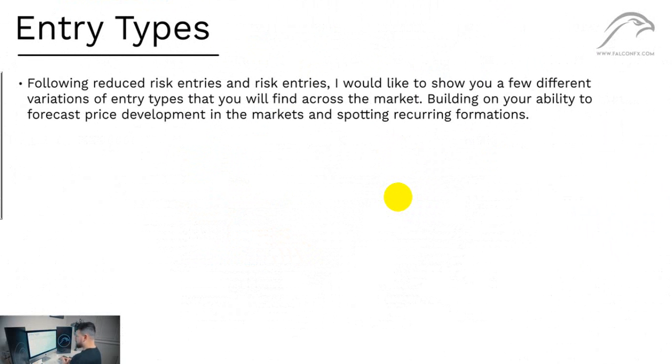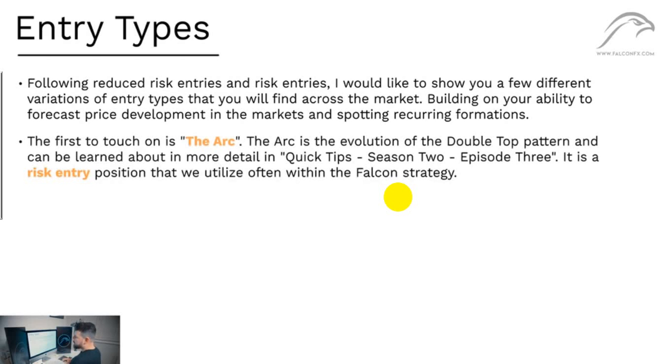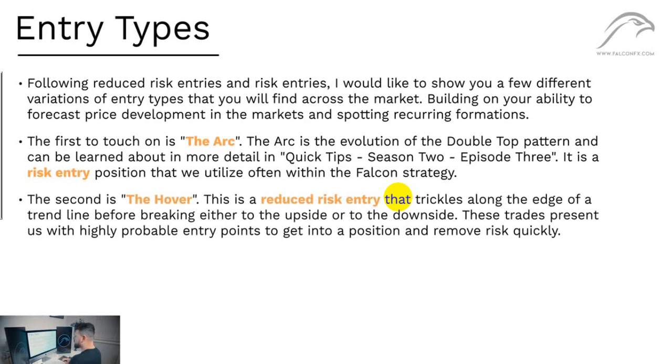Following reduced risk entries and risk entries, I'd like to show you a few different variations of entry types that you'll find across the market, building on your ability to forecast price development in the markets and spotting these reoccurring formations. The first to touch on is the arc. The arc is the evolution of the double top pattern, and it can be learned about in more detail in Quick Tips Season 2, Episode 3. It is a risk entry position that we utilize and often look at within the Falcon strategy.